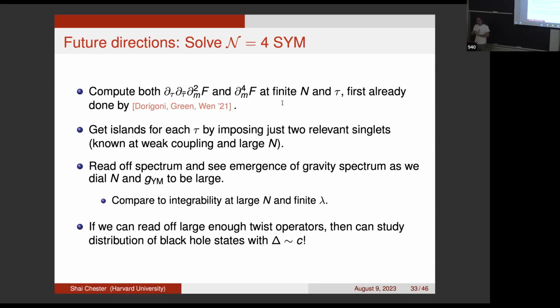And so in particular, if the twist is roughly scaling like c, that's roughly what a black hole state should be. And so this means you have to look at high dimension operators, so that's a little bit difficult from the current bootstrap, but this is something we'd hope to do in the future.